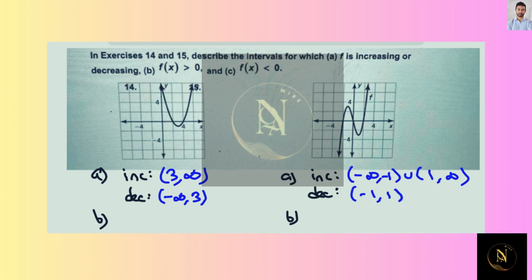Next, we want to know when is the function positive. It's positive when it's above the x-axis. So from negative infinity to 2, and since it's not or equal to, we're not going to include it, and from 4 to infinity.